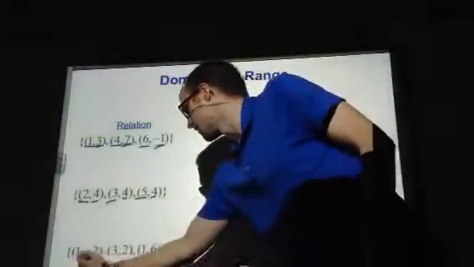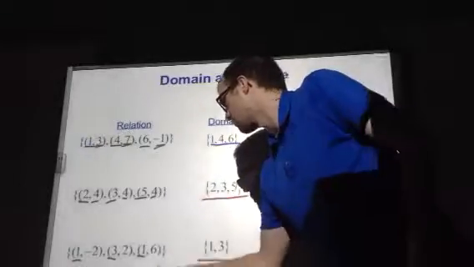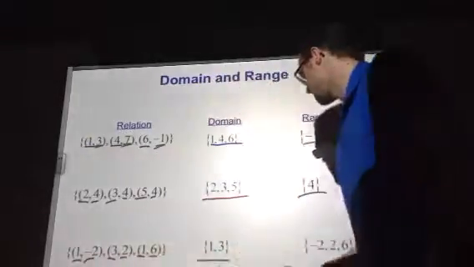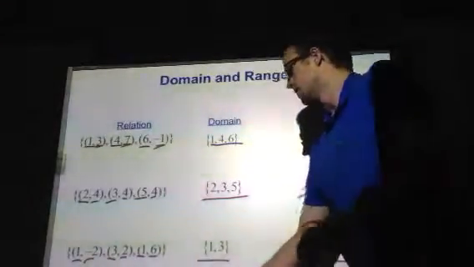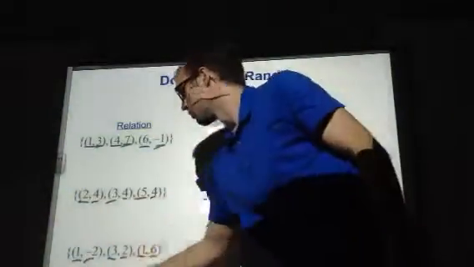Okay? For our next one, domain is 1, 3, and 1. And range is -2, 2, and 6. And again, 1 repeats itself. We only have to write it once. It's only possible for the one time.